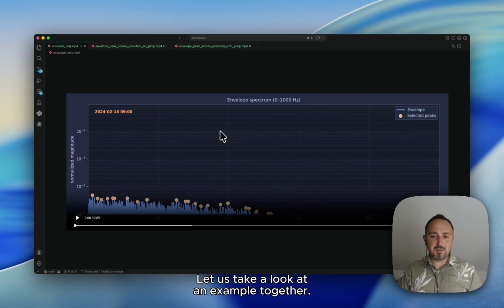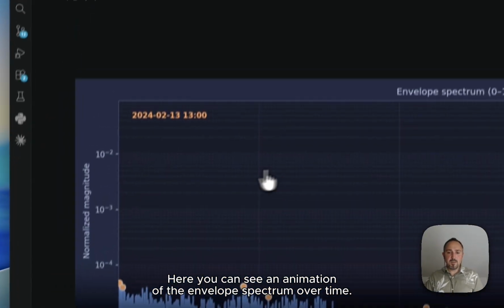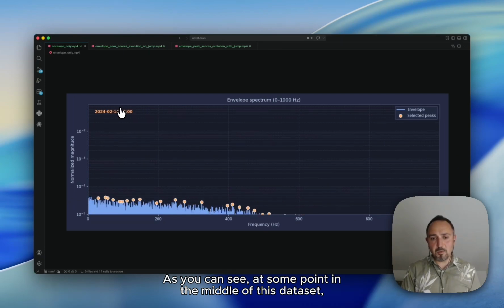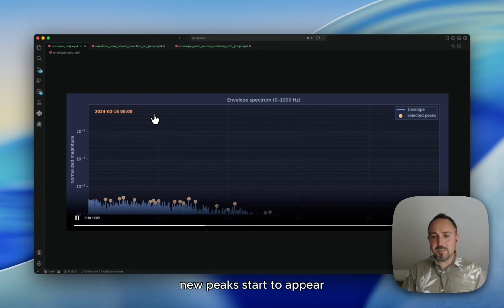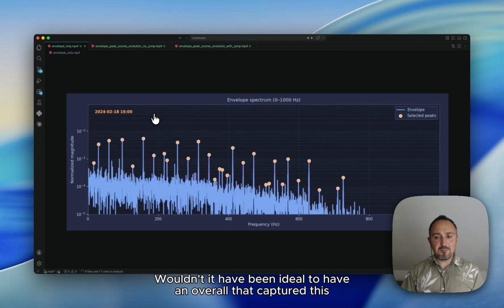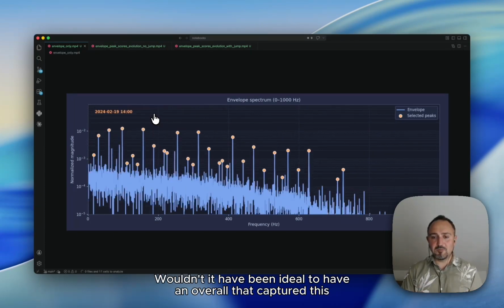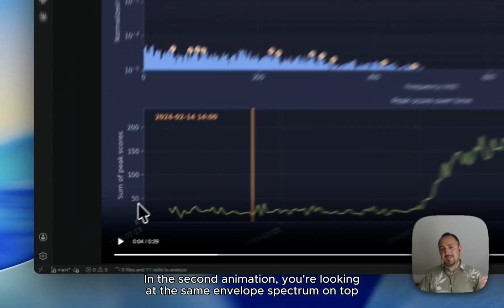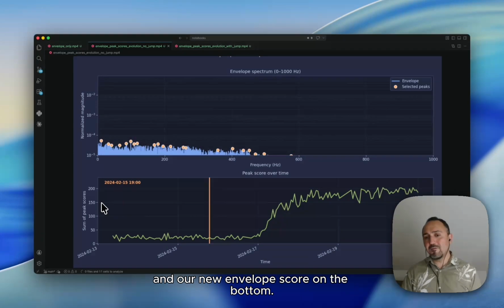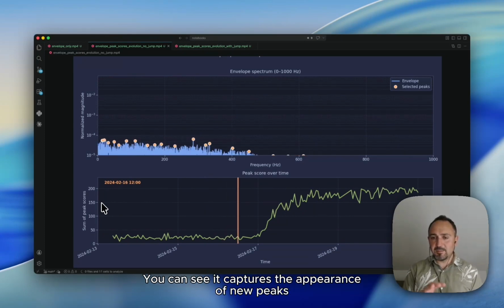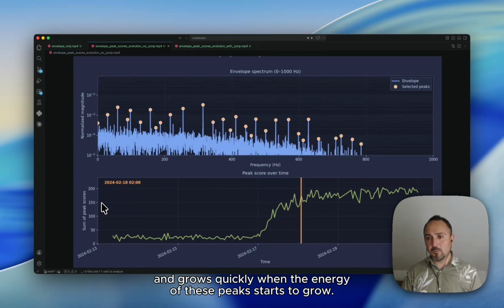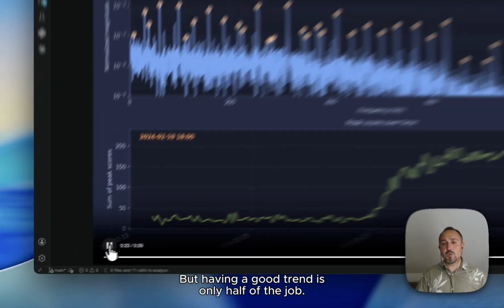Let us take a look at an example together. Here you can see an animation of envelope spectrum over time. As you can see, at some point in the middle of this data set, new peaks start to appear, and the energy of these peaks is starting to grow. Wouldn't it have been ideal to have an overall that captured this without you needing to click on every spectrum? In the second animation, you're looking at the same envelope spectrum in the top and our new envelope score in the bottom. You can see it captures the appearance of new peaks and grows quickly when the energy of these peaks is starting to grow. But having a good trend is only half of the job.